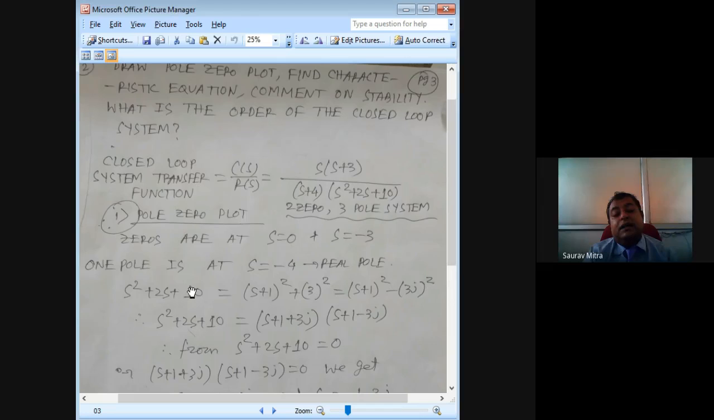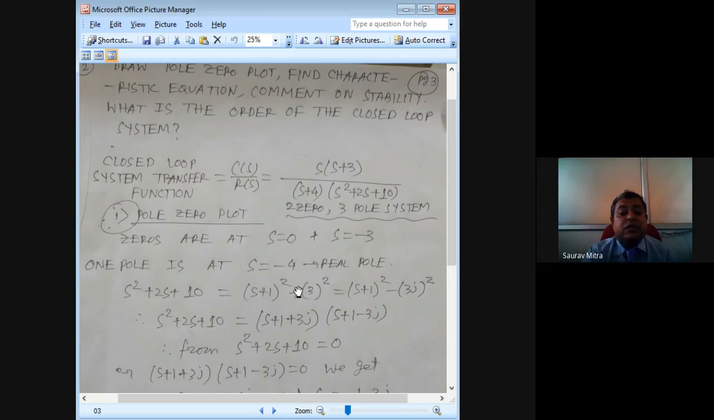This you have to factorize in the complex domain. So s square plus 2s plus 10 can be written as s square plus 2s plus 1 plus 9. s square plus 2s plus 1 is nothing but s plus 1 whole square. So 1 plus 9 becomes 10. So s square plus 2s plus 1 becomes s plus 1 whole square, and 9 becomes 3 whole square, and 3 square you can write as minus 3j whole square. So that is the next line, s plus 1 whole square plus 3 square, because you have to write in the form of s square minus b square.